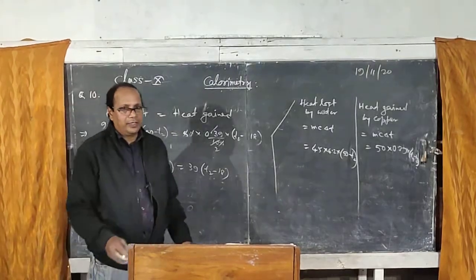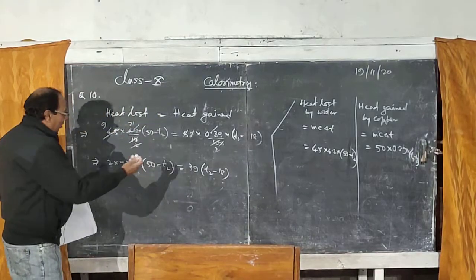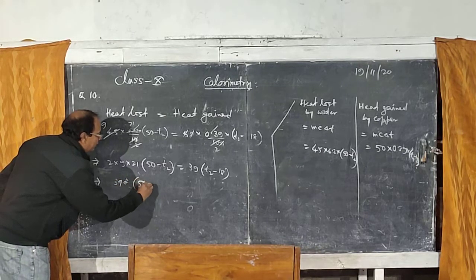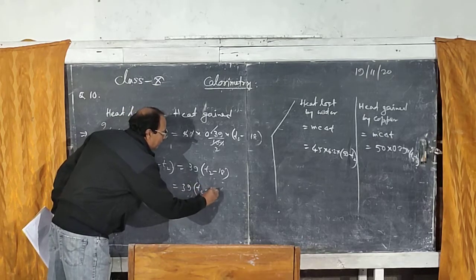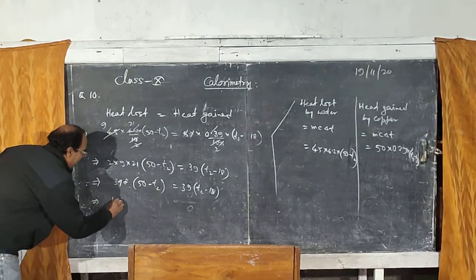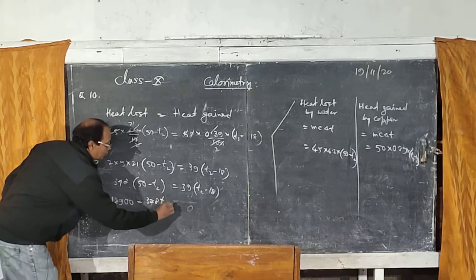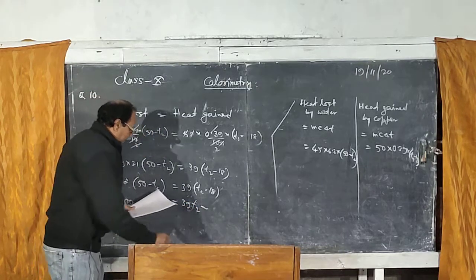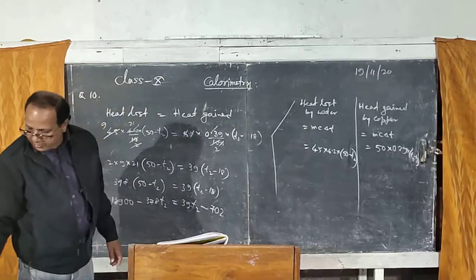By simplifying, you will get here, I am not showing all the calculation, 378 whole into 50 minus T2 equals 39 whole into T2 minus 18. By multiplying, you will get here 18900 minus 378 T2 is equal to 39 T2 minus 702.